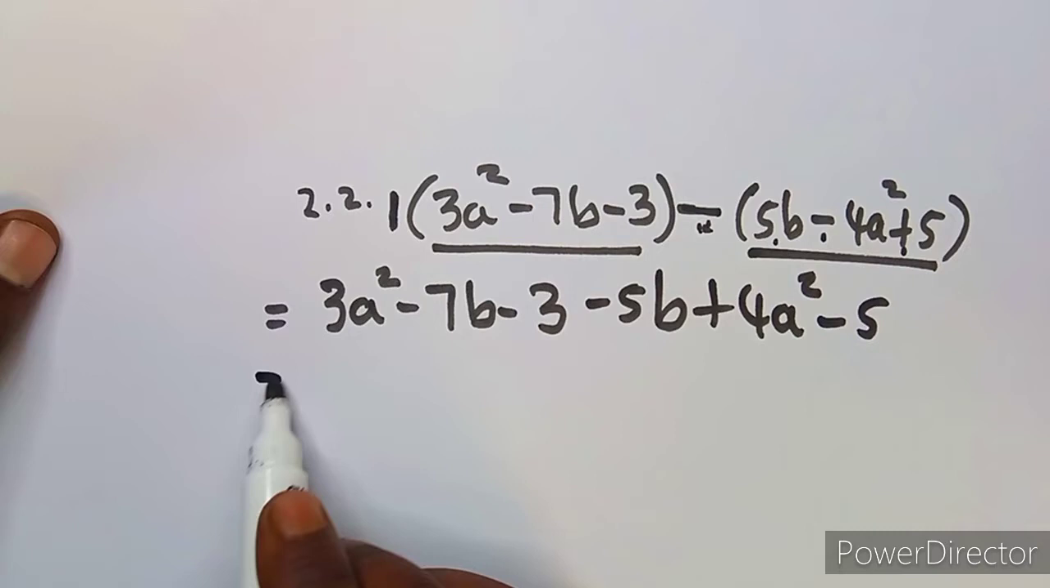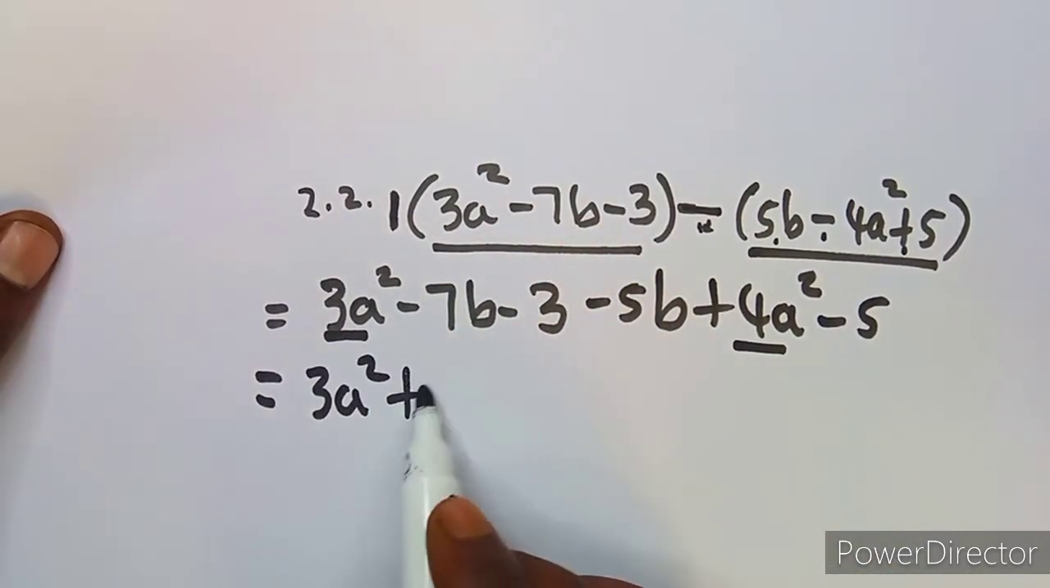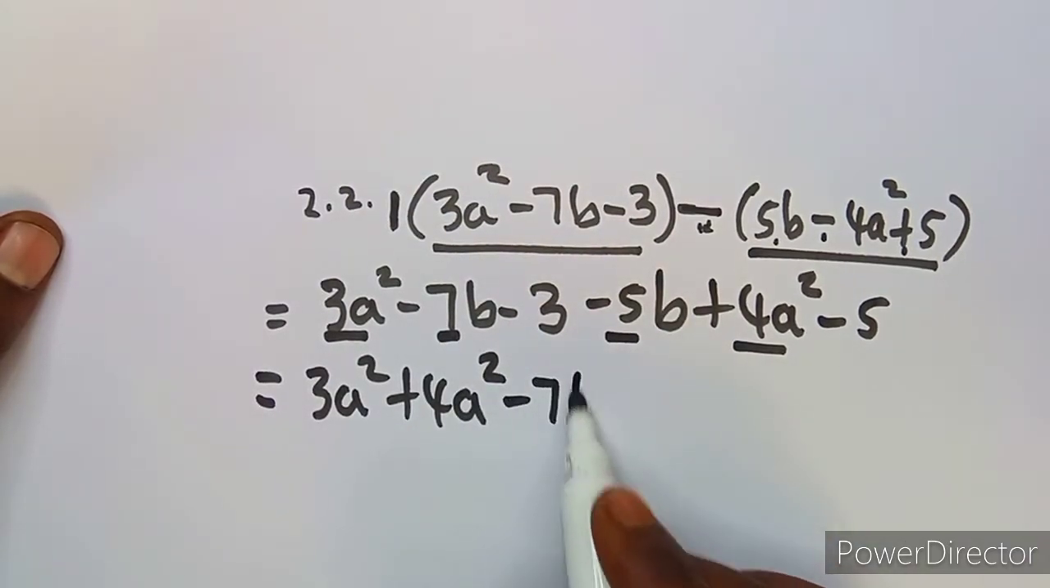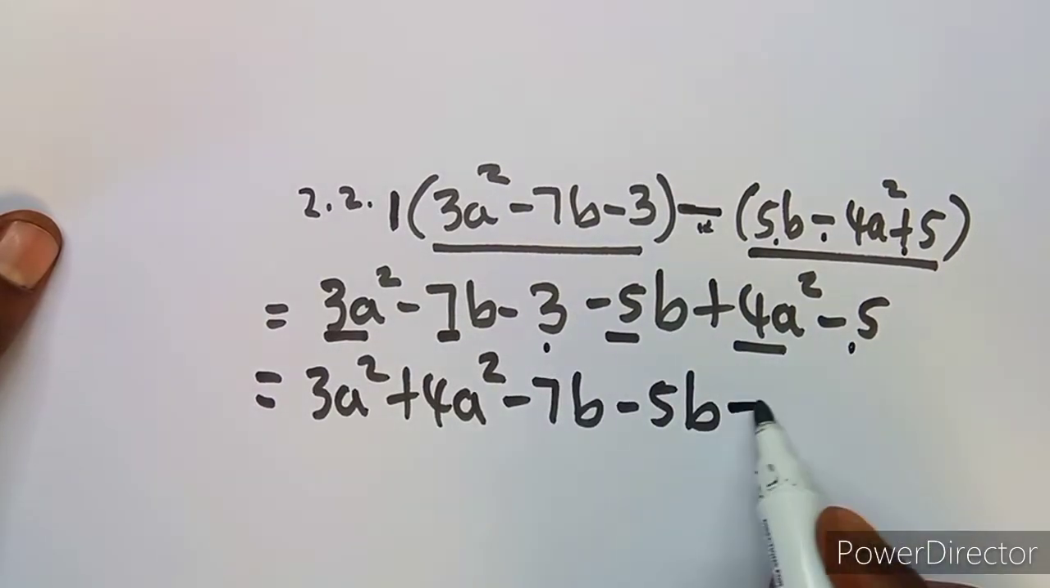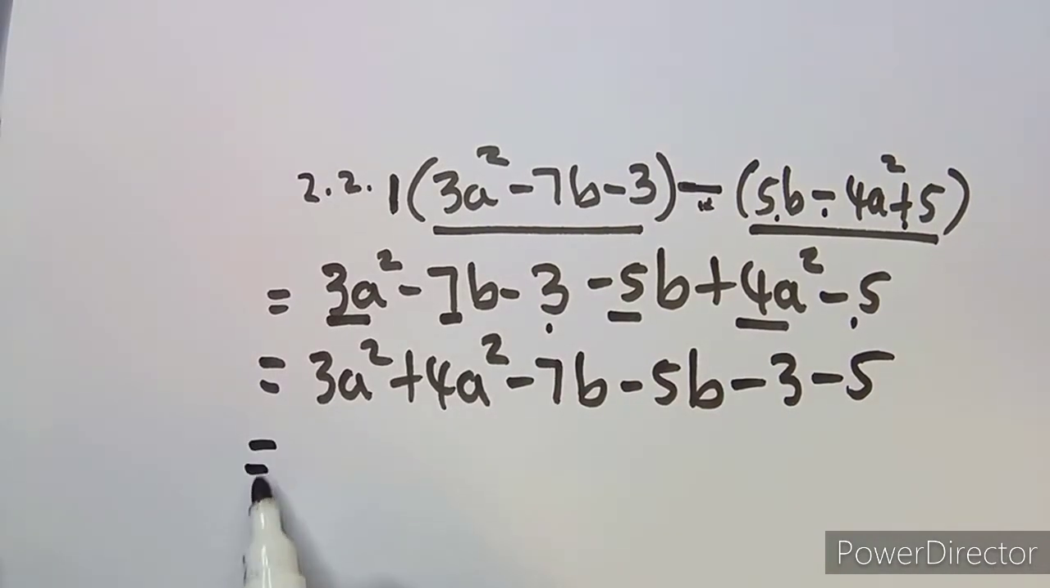So you are going to collect like terms. So we've got 3a squared and 4a squared, collect like terms, minus 7b and 5b. So it's minus 7b minus 5b. We have minus 3 and minus 5. So you are just collecting like terms. There is nothing that is going to change its sign. You are not changing any sign there.